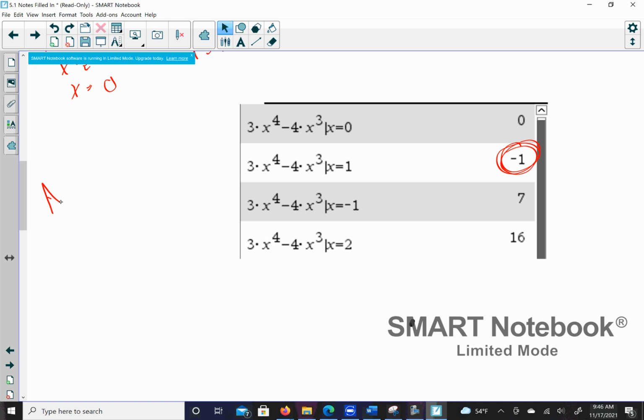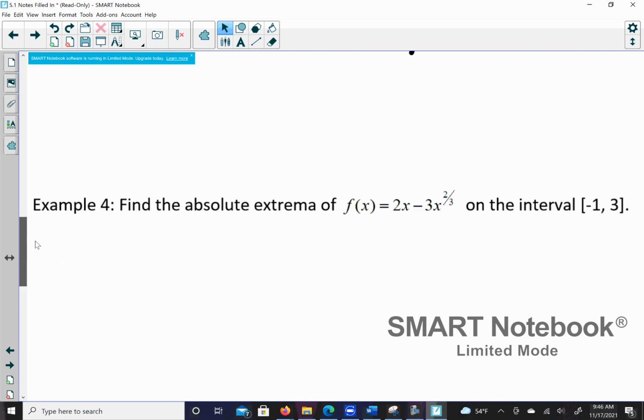So my absolute min is going to be that -1. My absolute max is going to be the highest value, which is going to be that 16. And it's really that easy. That's all you really have to do. The hardest part is finding the critical numbers. So let's look at another one.